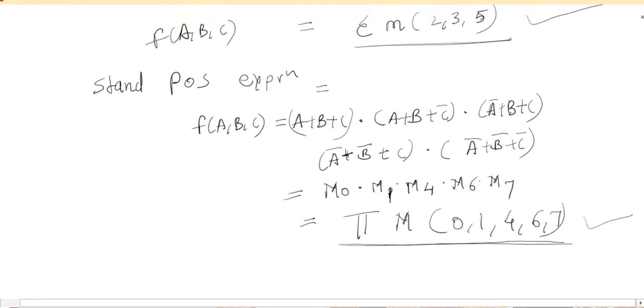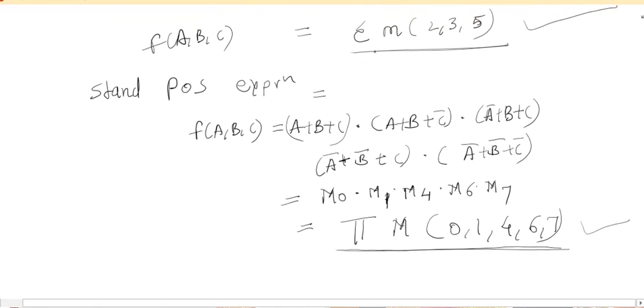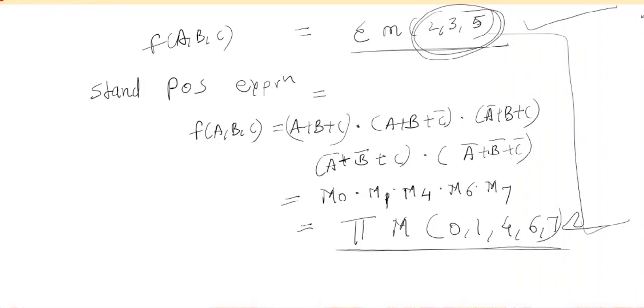Clear? Now suppose the min term or SOP expression, the summation of m 2, 3, 5, is given to you, and I ask you to find the max term expression with the help of the min term expression, what will you do? Whatever input combinations are not available in the min terms will obviously be available in the max terms. Clear? Understood? If the SOP function is given and the question asks you to find the POS expression, then you can directly identify it.